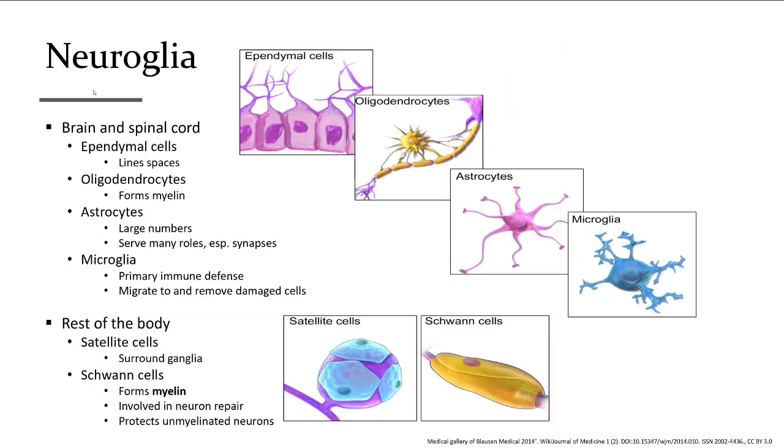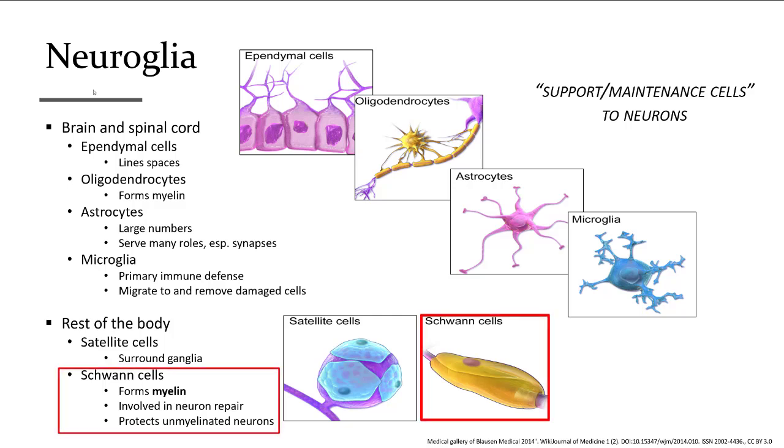Neuroglia are considered to be support cells for the electrically conducting neurons. In the central nervous system, which is made of the brain and spinal cord, there are neuroglia that line cavities or spaces within, form a coating around parts of neurons such as myelin, and help with connections and clean up damage. In the periphery or rest of the body, satellite and Schwann cells provide support. The main neuroglial cell we'll focus on will be the myelin-producing Schwann cell.